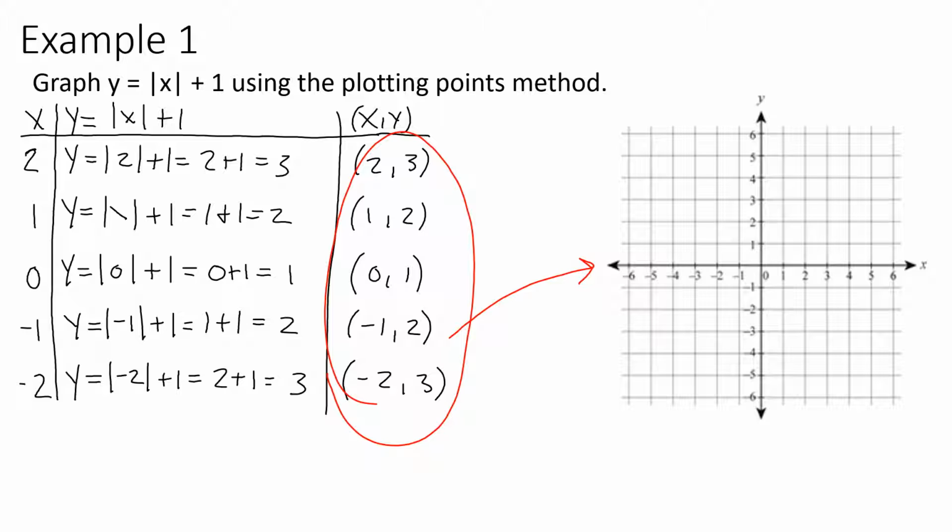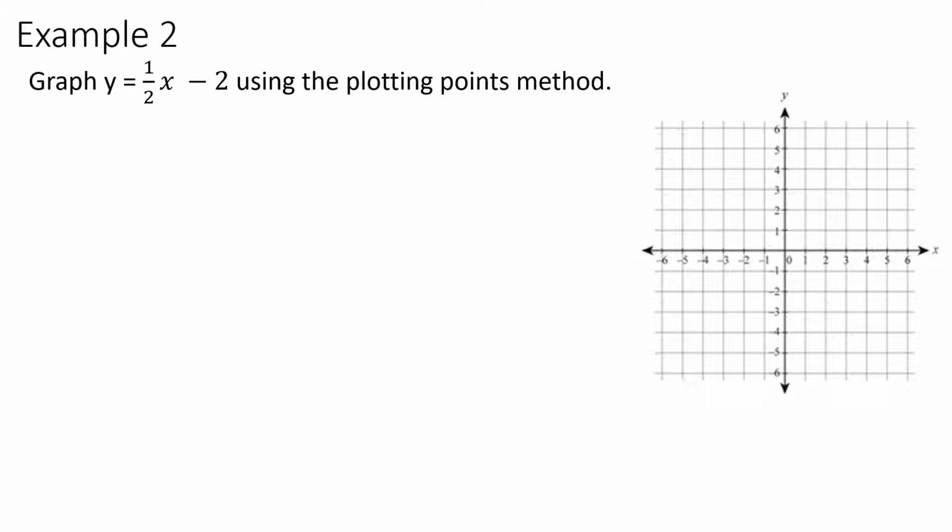So the first point is 2, 3, so that's right 2, up 3. The second point is 1, 2, so that's over 1, up 2. The third point is 0, 1, that's over 0, up 1. Fourth point is -1, 2, so that's left 1, up 2. And the fifth point is -2, 3, so that's left 2, up 3. So the points look like a V, and that is actually what the graph of an absolute value looks like. This one is just shifted up 1. So that is the graph of y equals the absolute value of x plus 1.